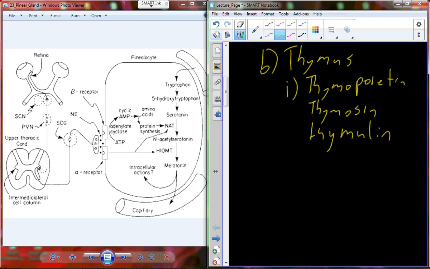All of these are going to be involved in regulating a group of immune cells called the T cells. They're involved in the maturation process and the production process of T cells, which are involved in the immune system. So we'll come back and take a look at T cell function and maturation when we talk about the immune system.